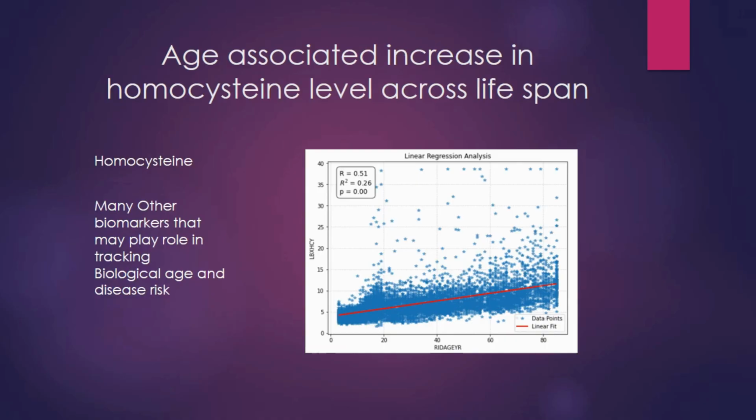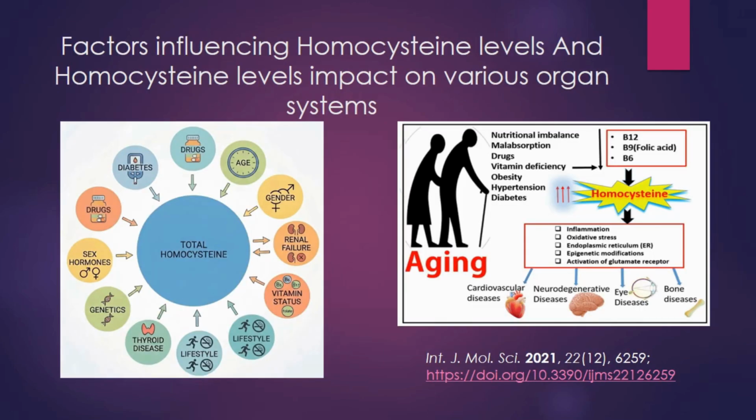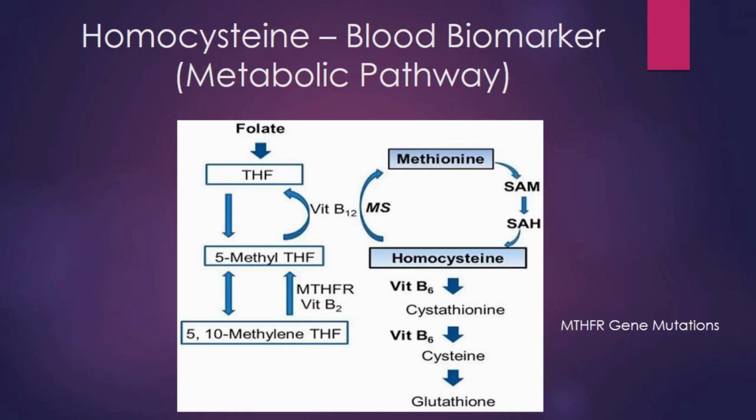Provides a scatter plot demonstrating a positive correlation between advancing chronological age and an increase in blood homocysteine levels. Factors influencing homocysteine levels and the level's impact on various organ systems. Features an infographic detailing the numerous lifestyle, genetic, and medical factors that impact total homocysteine level, and shows how chronic high levels of homocysteine impact various organ systems.